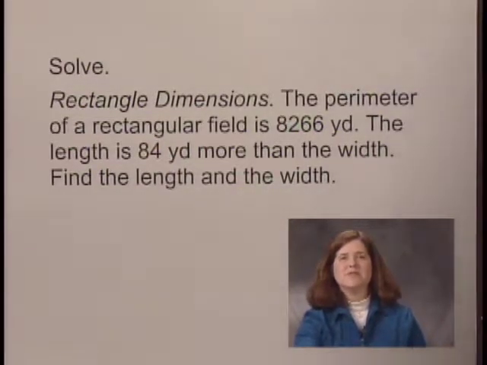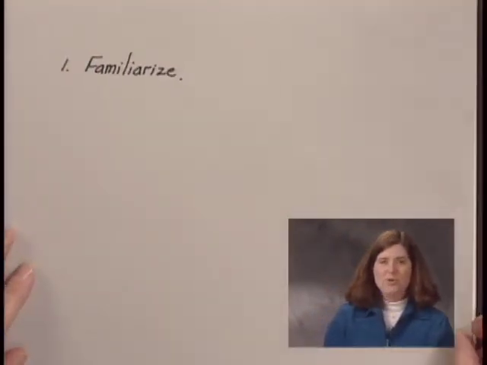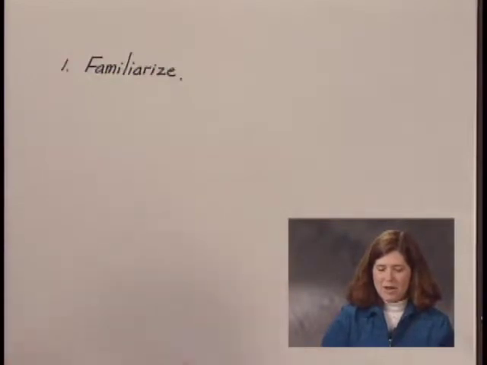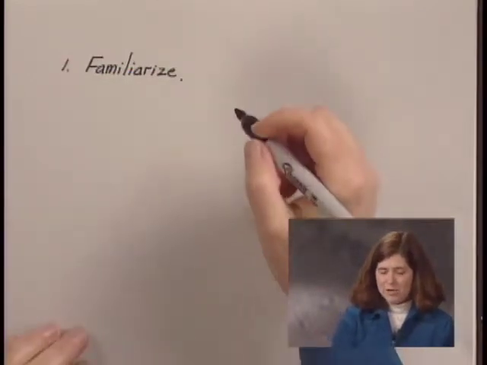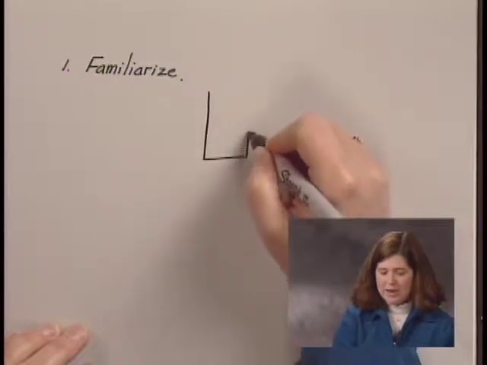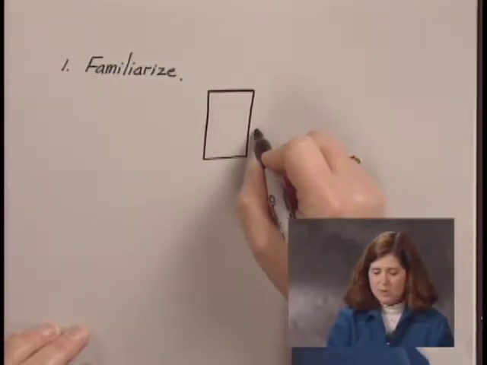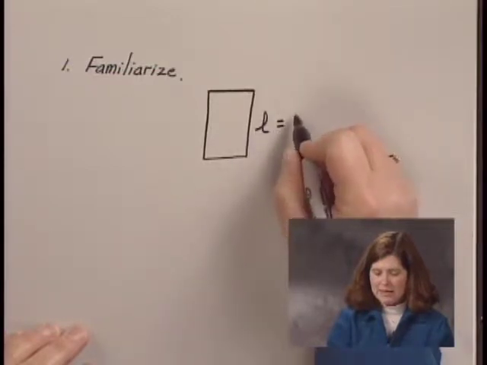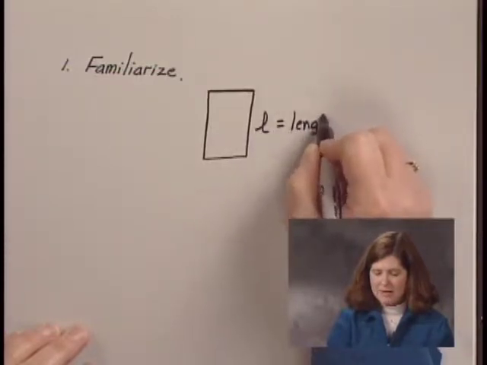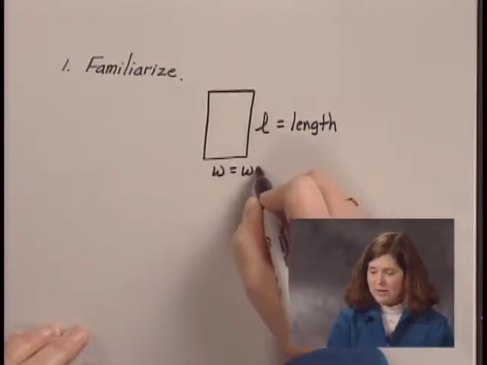And the first step is to familiarize ourselves with the situation. Anytime you're working with geometry, it's a good idea to draw a sketch, and we're dealing with a rectangle. And we're asked to find the length and the width. We don't know either one of those. So we'll let L stand for the length and W stand for the width.